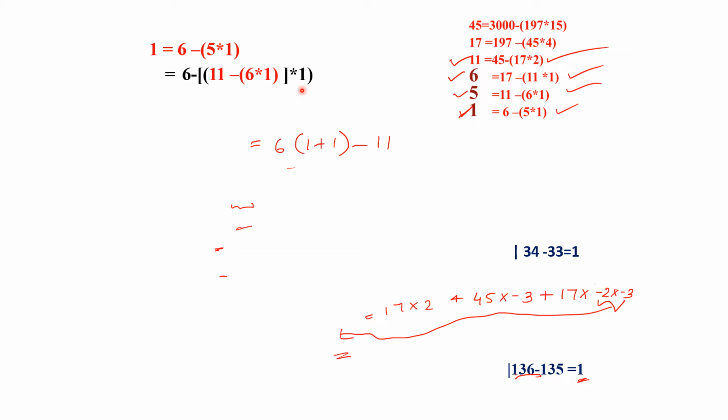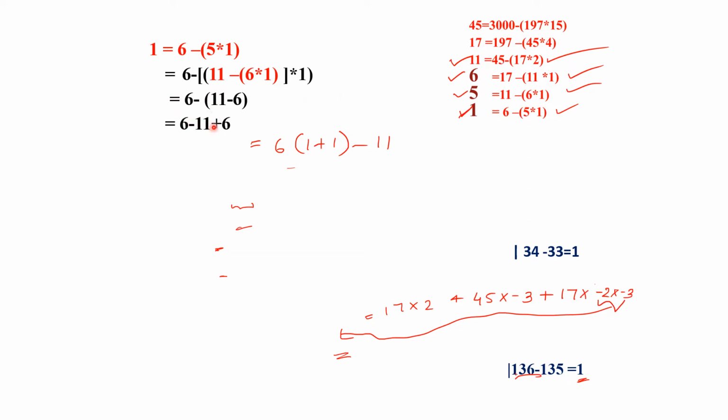Now we are going to expand the corresponding expression. So here we can write it as 11 minus 6 into 1 into 1. So we can write 11 minus 6 into 1, 6 into 1. Now we can replace the 6 with the next expression, 6 is equal to 17 minus 11 into 1.